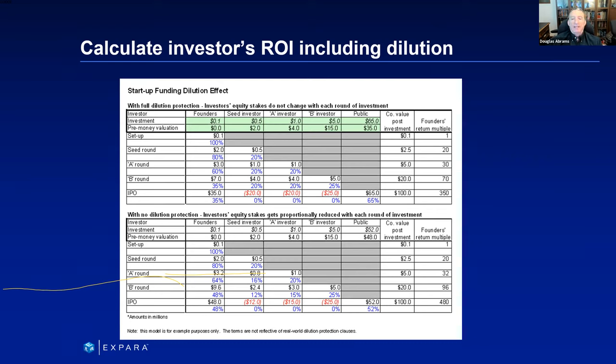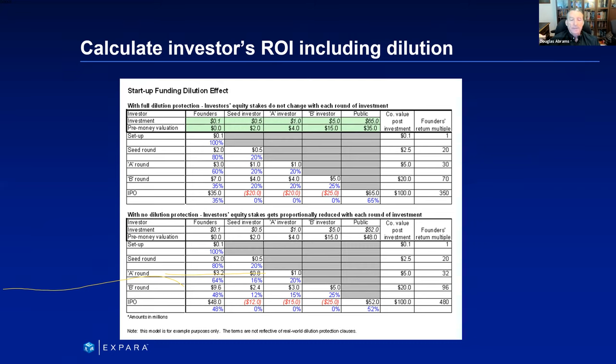Dilution means to make something less concentrated. In our case, what it makes less concentrated is the shareholding of our company. As we raise money, we issue new shares and sell more equity, and the equity in the company is split across more shareholders. And as that happens, the percentage of our company that is owned by an existing shareholder goes down when we bring in a new shareholder. So that's what dilution means.